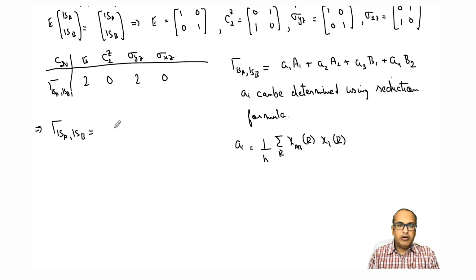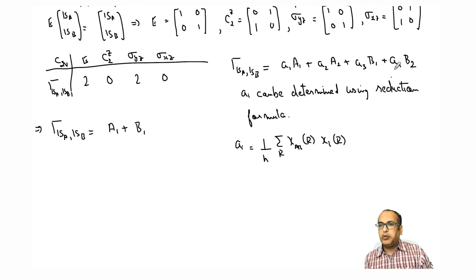for 1sB, what we get is A1 plus B1. So we see that this small a1 is equal to 1 and this a3 is equal to 1. A2 and a4 go to 0. So that's why there is no contribution of A2 and B2 towards this one, right? So what we get here is only A1 plus B1.